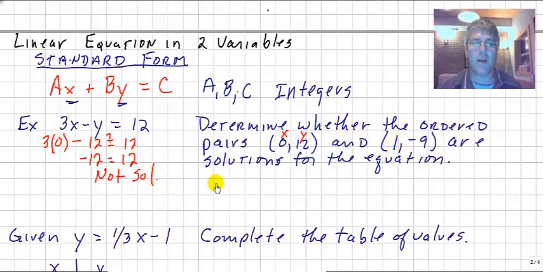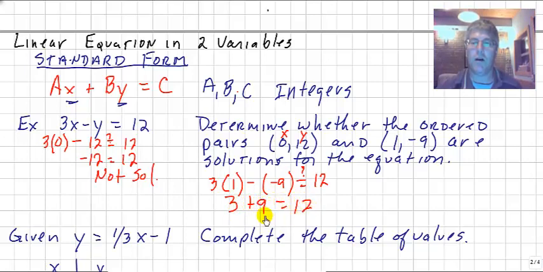Let's try 1, negative 9. Well, that's 3. Our x is 1. Our y is negative 9, so minus a minus 9. Well, does that equal 12? Well, 3 plus 9, does that equal 12? Sure enough, 12 equals 12. So 1, negative 9 is a solution. So we'll find that particular point on that line.